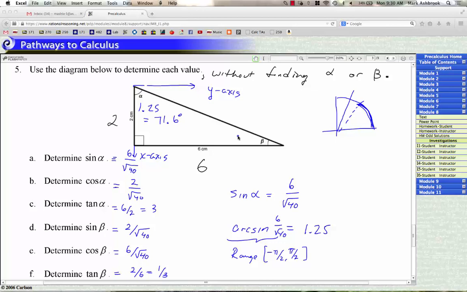So now finding beta, you got two choices. You can use an inverse trig function again on one of these: sine beta, cosine beta, tangent beta. Or you could use the fact that the sum of the angles in a triangle is 180. You got 90 taken care of here. So the two acute angles in a right triangle sum up to 90 degrees. So what is this? 18.4? Did I do that right on the fly? 18.4. So yeah, the two smaller angles sum up to 90, or you could use arc cosine, arc sine again to find beta.